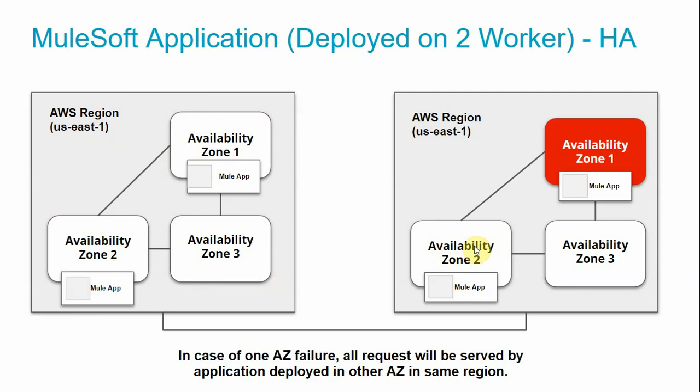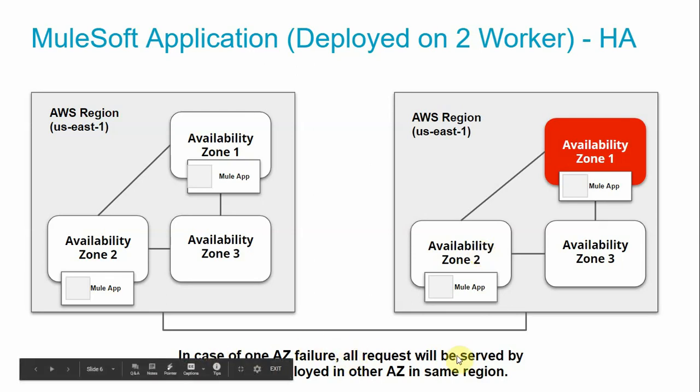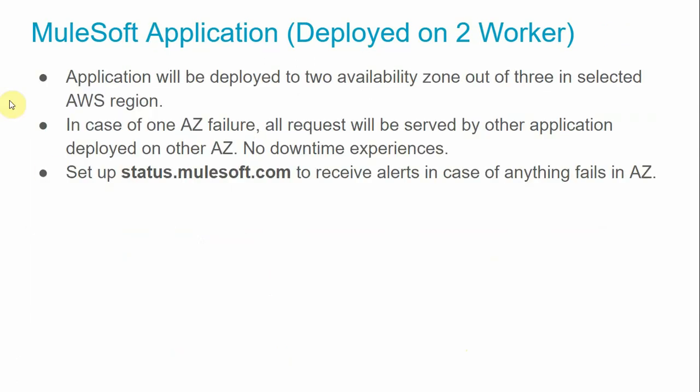But CloudHub doesn't support clustering. You should make sure of that. So in case one agent fails, all the requests will be served by the application deployed in the other agent in the same region. That is how you can achieve high availability, and here you will not experience any downtime. The application will be deployed to two availability zones out of three in the selected AWS region. In case one of the agents fails, all requests will be served by the application deployed on the other agent, with no downtime experienced. Set up status.mulesoft.com to receive alerts in case anything fails in the agent.